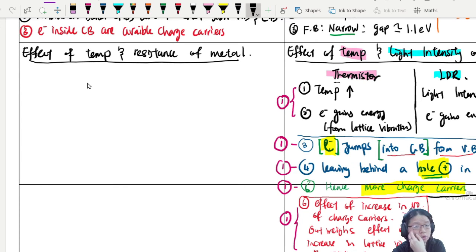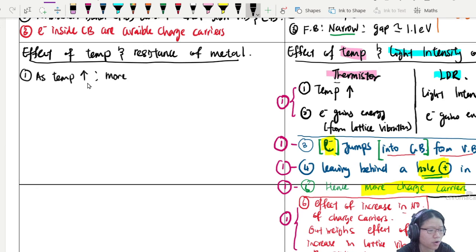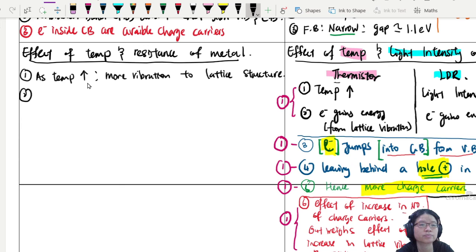Okay, so we're going to start off by talking about the effect of increasing the temperature on the lattice structure. So you can say that as temperature increases, there is more vibration to the lattice structure.